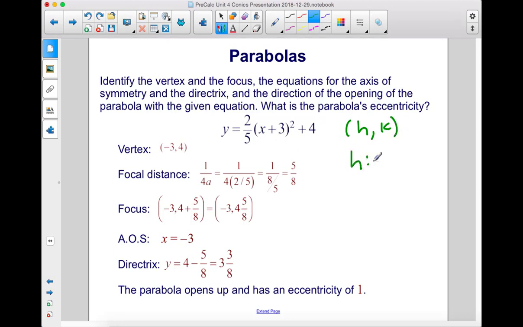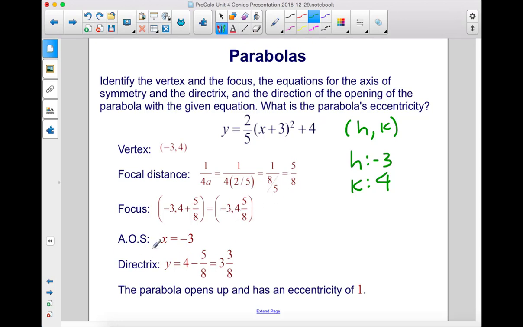H is -3, since it's x minus -3, and our k is 4. So our vertex is at -3, 4. Our focal distance is 1 over 4a, and in this case, a is 2/5. So when you plug that in, we get that our focal distance is 5/8. The focus is at h, comma, k plus the focal distance, so that's -3, 4 and 5/8.